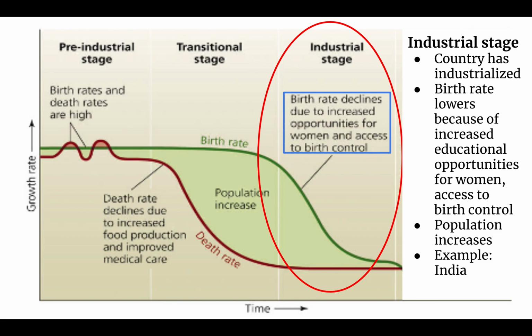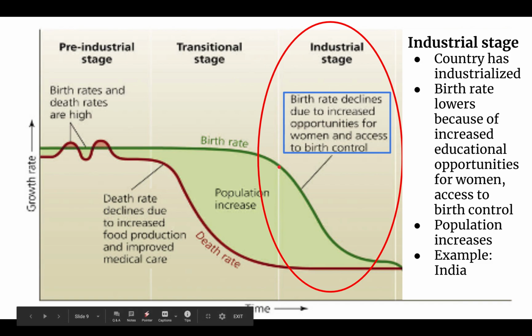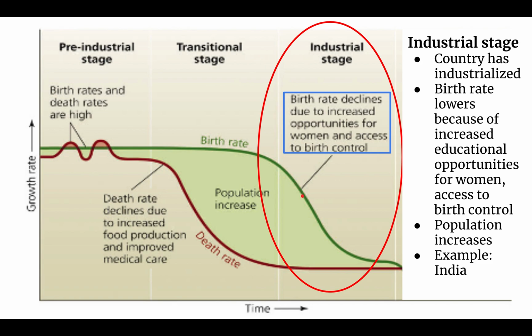Next, we have the industrial stage. This country has industrialized, and then we have the birth rate lowering. So for stage 2, we had the death rate lowering. Now for stage 3, the birth rate is lowering here to match the decrease in the death rate.